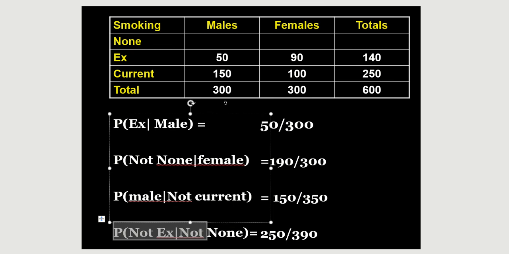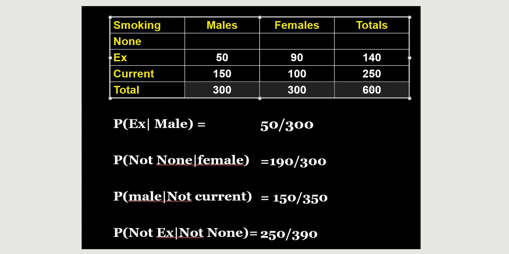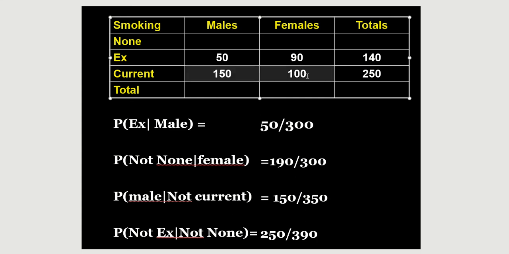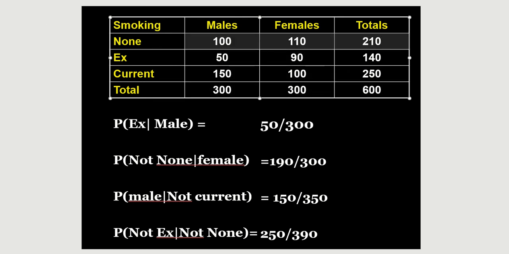Okay, so I forgot to take the total as well. I'm sorry. Okay, now out of these cells, who are those who are not ex-smokers? Those who are not ex-smokers are whatever is left, meaning current. So it's these two cells. They add up to 250. So it's 150 and 100. You add them up, and then you have to divide them by the total, which is 390. These four cells together are 390.